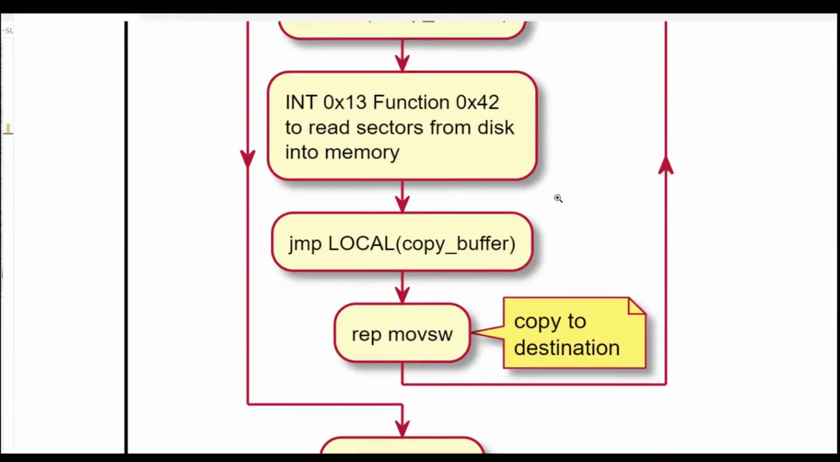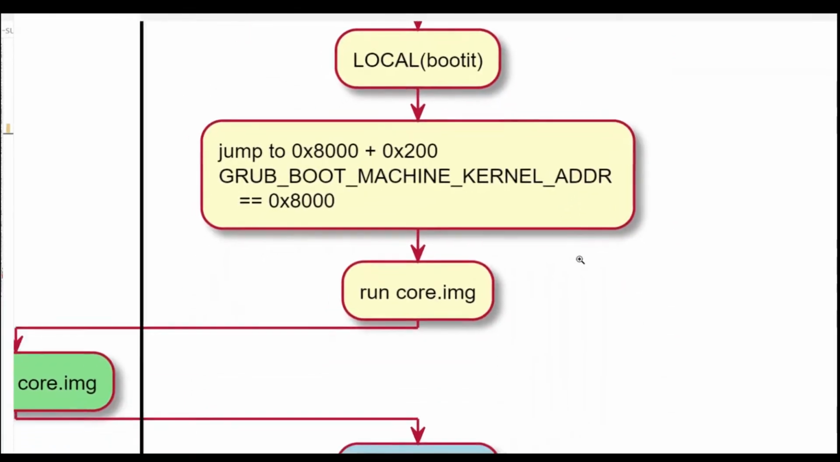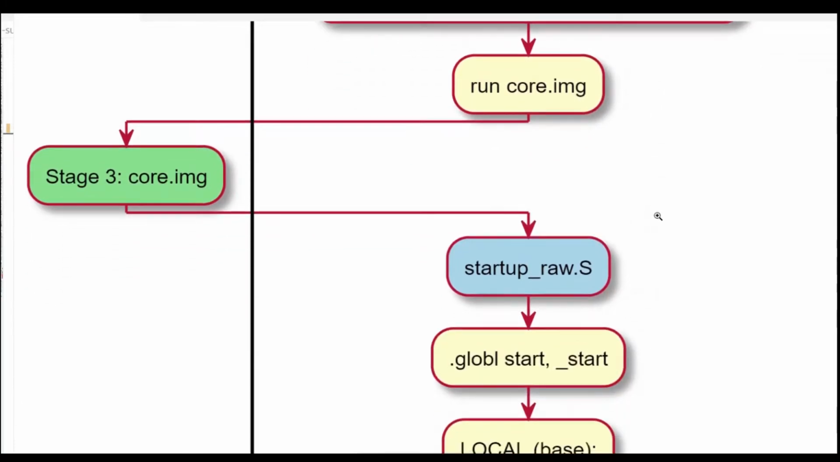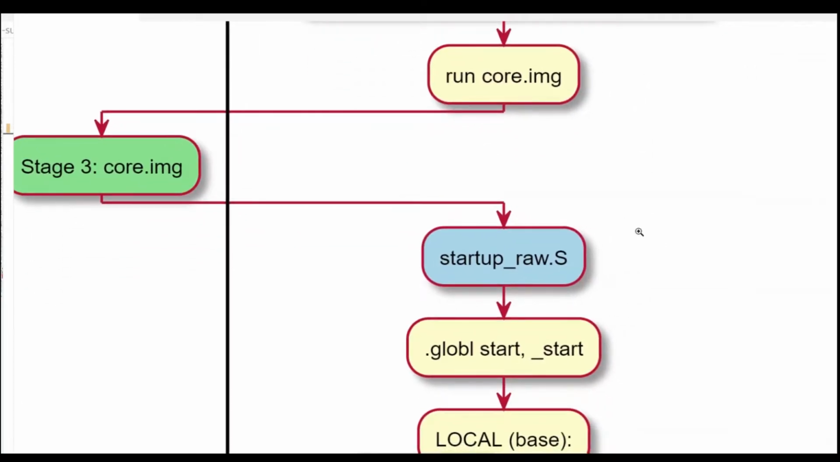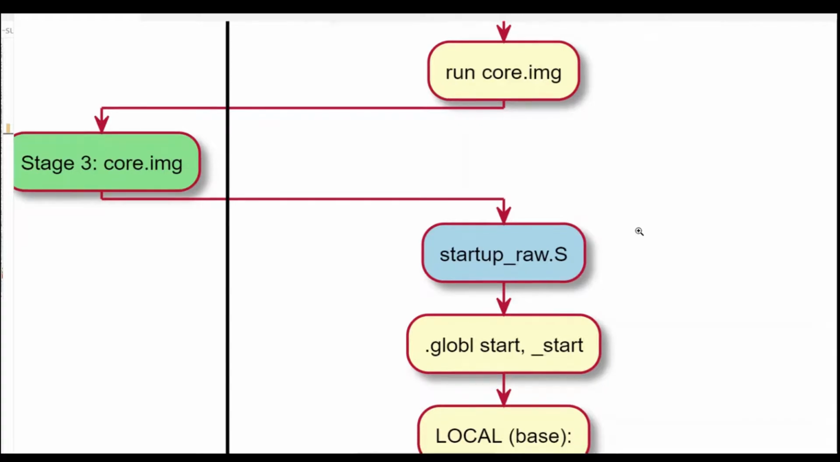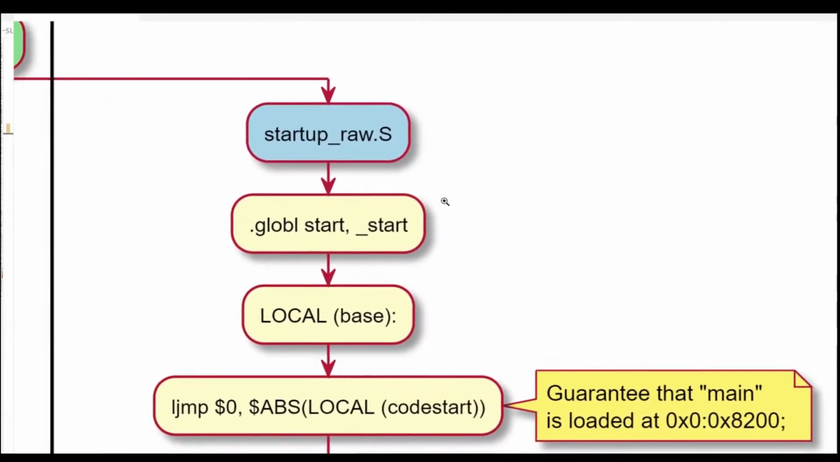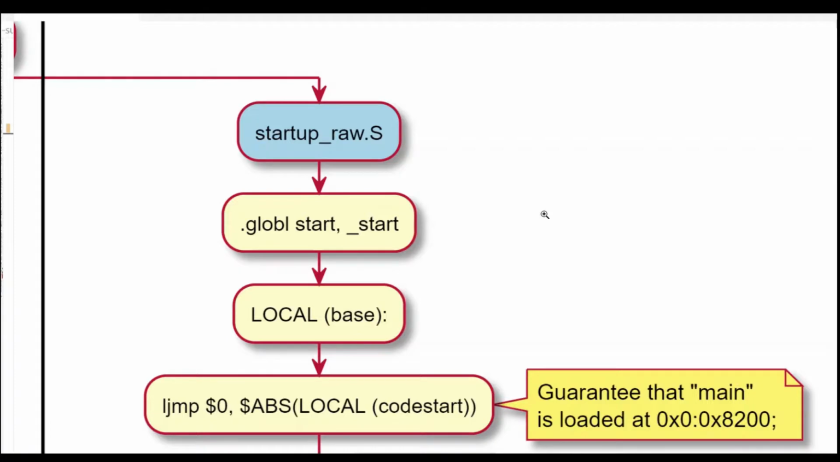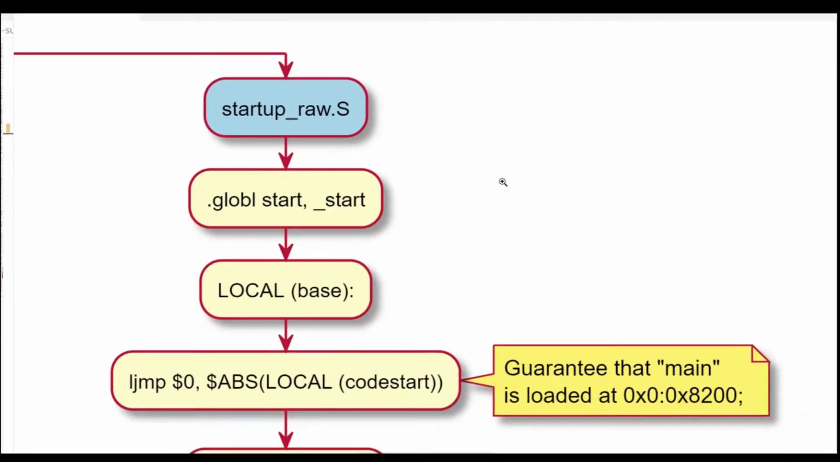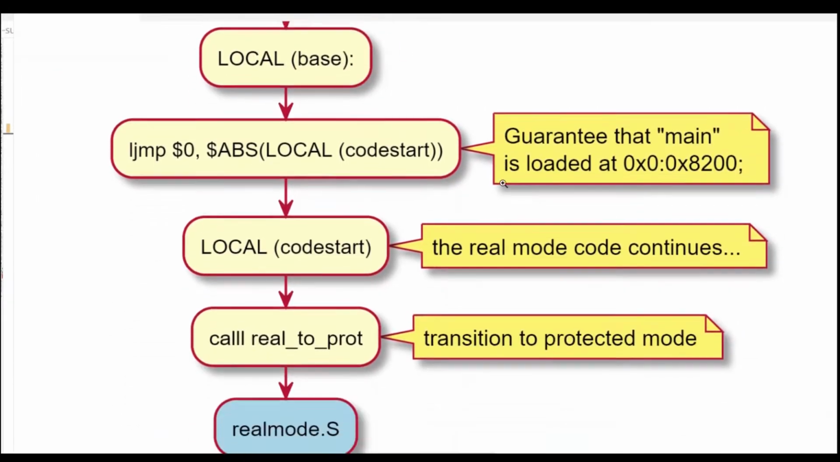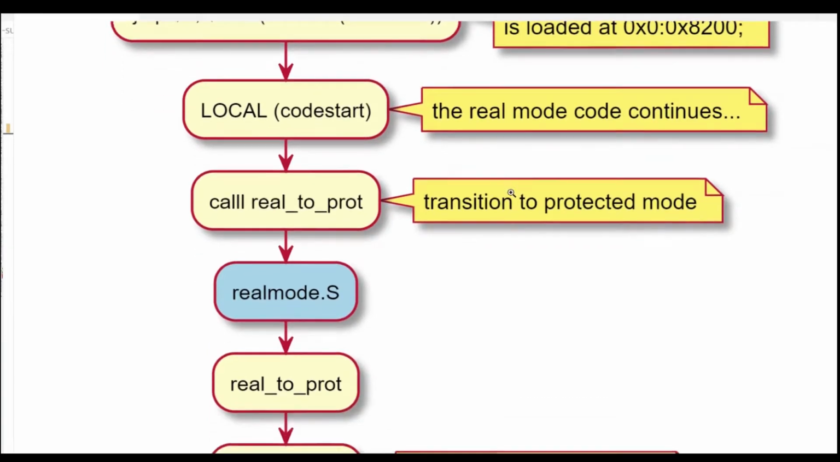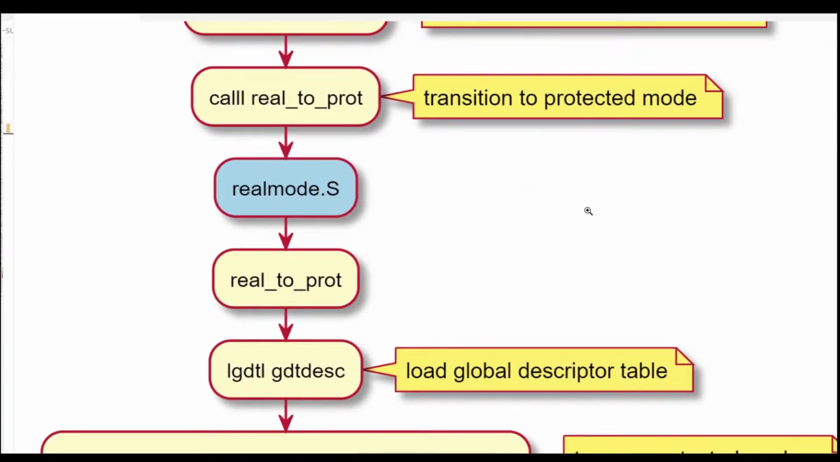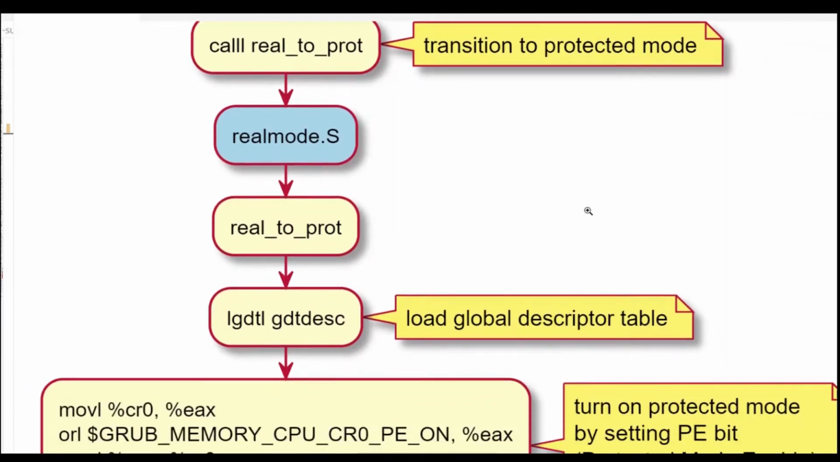Stage 3 core.img is made from various source code files. The first one is diskboot.S that has been mentioned in stage 2. The second one is startup_raw.S. It starts at address hex 8200. Then transition from real memory address mode to protected mode. The implementation can be found in realmode.S source code.